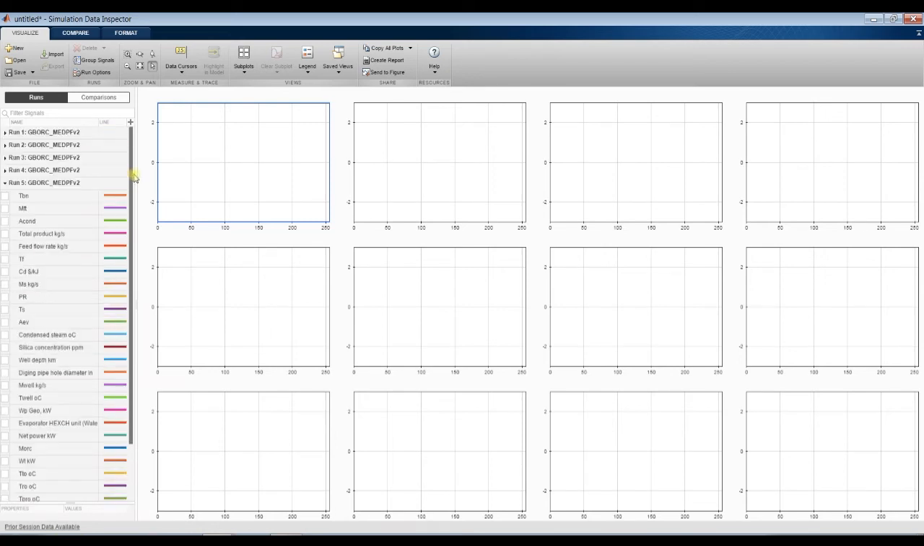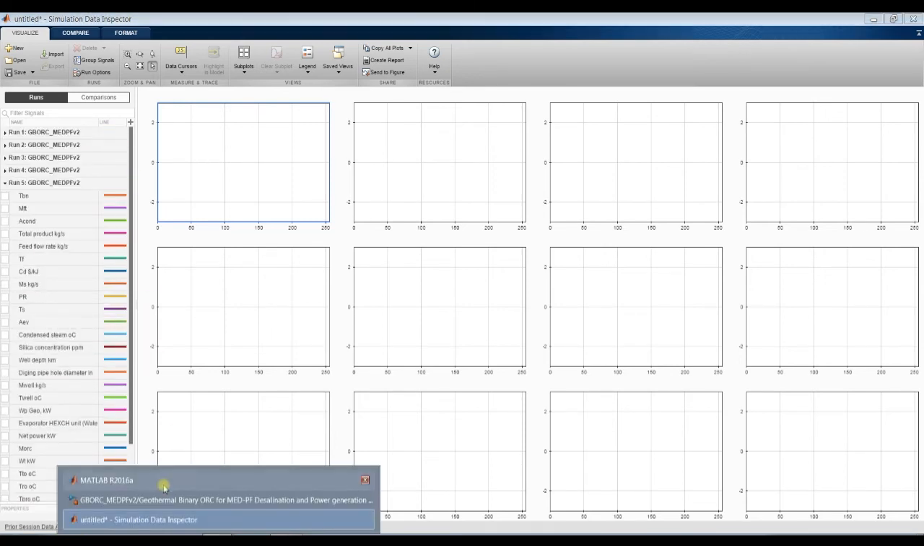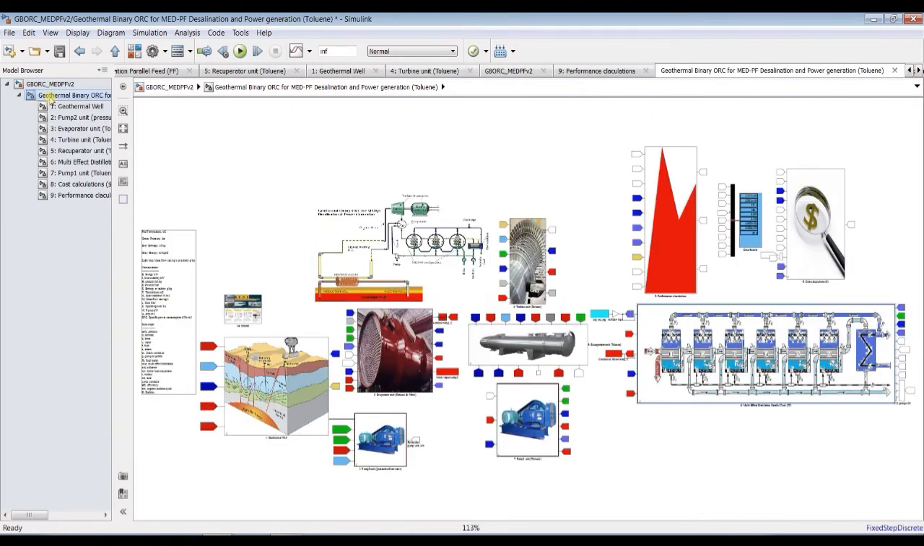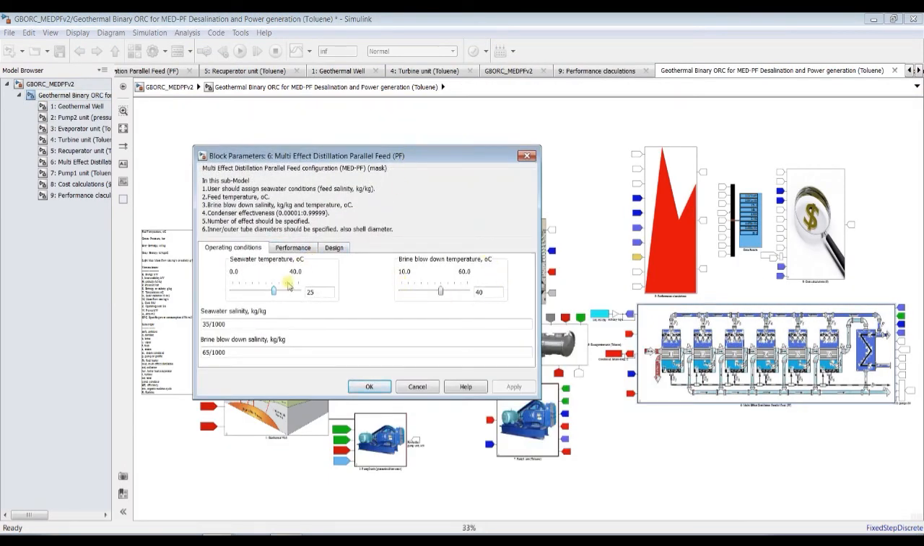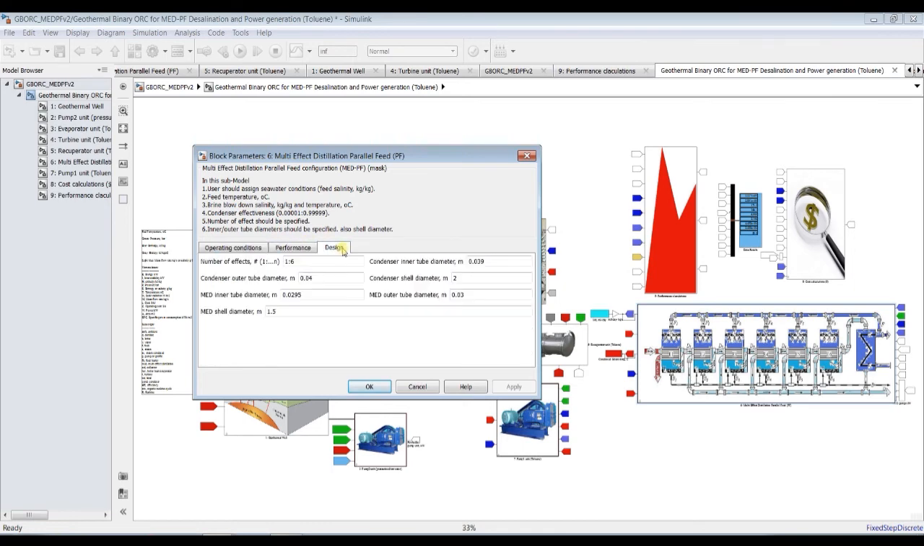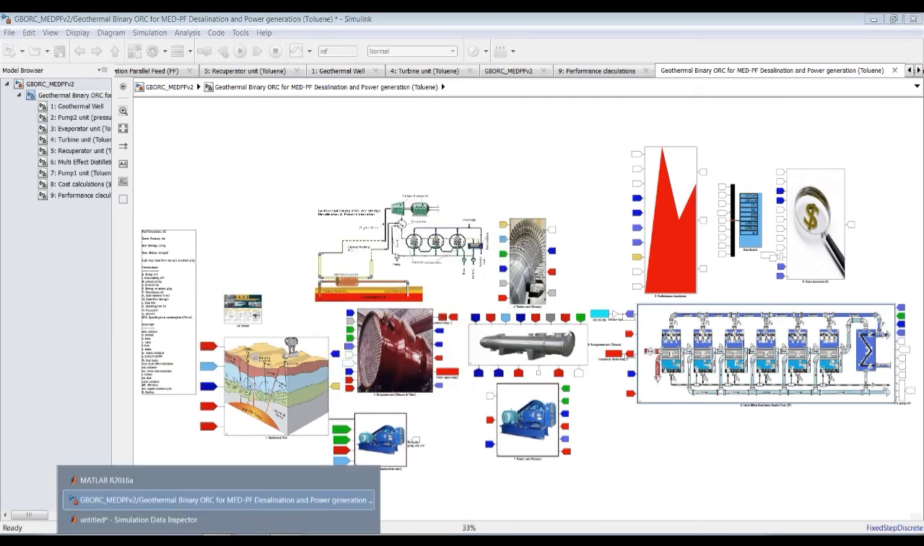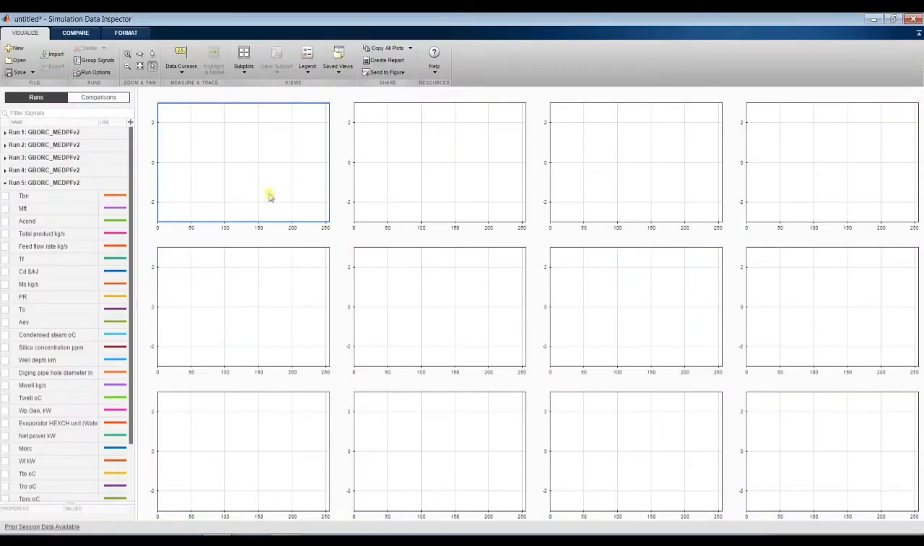Okay, sure, if you would like to control and address the effect of brine blowdown or ambient temperature or number of effects, it's quite easy. Let's go to the data inspector. This is the total, because we changed the productivity. There is some kind of change in total feed flow rate.